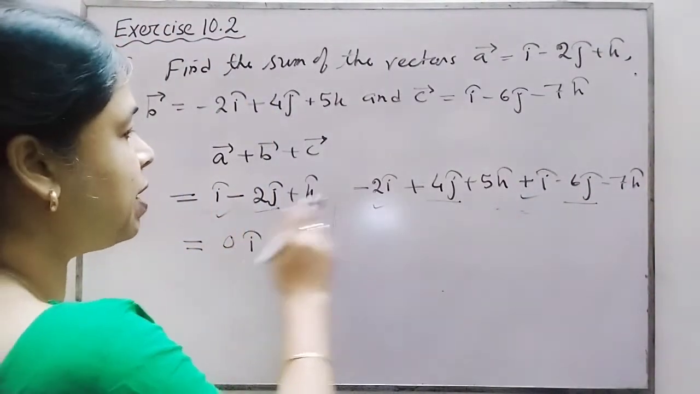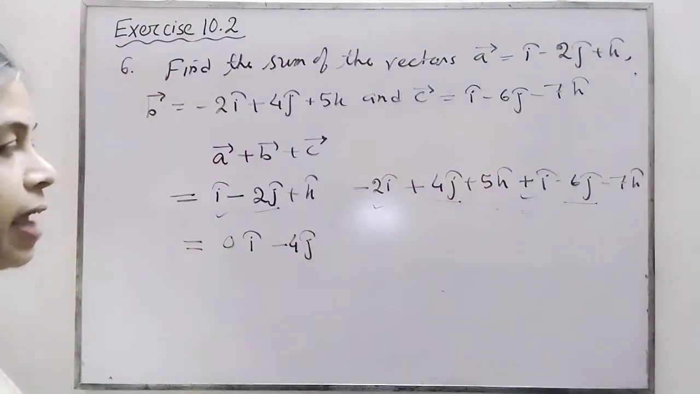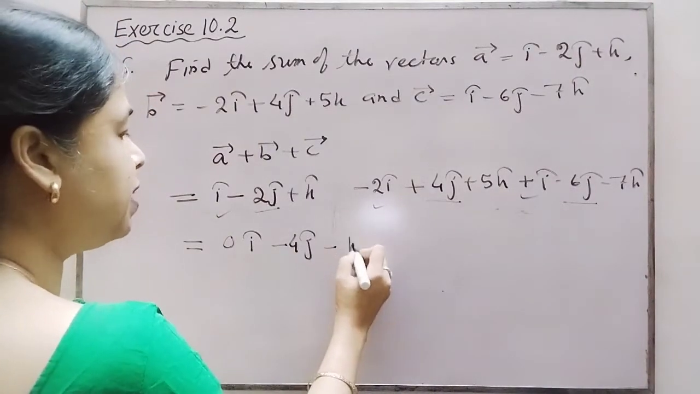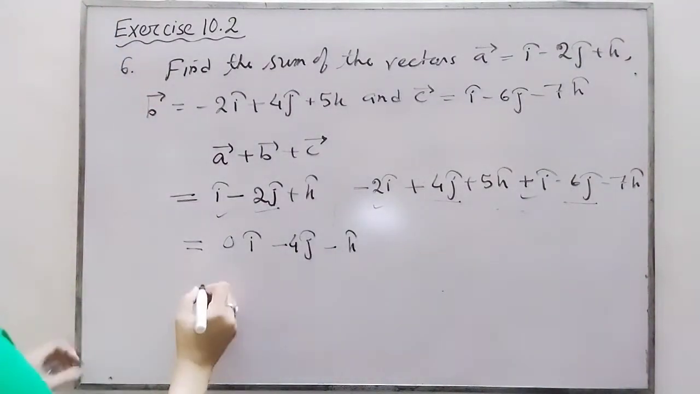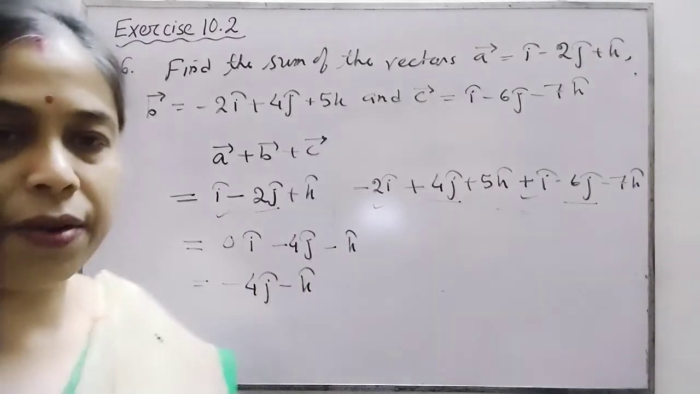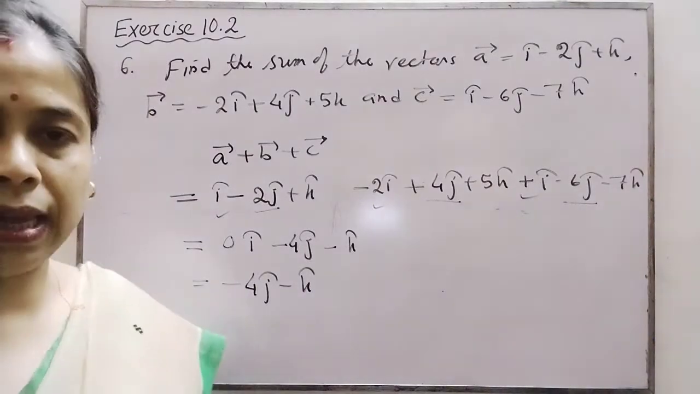So actually we may do that like this. Minus 8 plus 4 is minus 4j cap. What is k cap? 1 plus 5 is 6 minus 7 is minus k cap. So what is the sum we have got? 0, you don't have to write it. So your answer is minus 4j cap minus k cap. Okay?